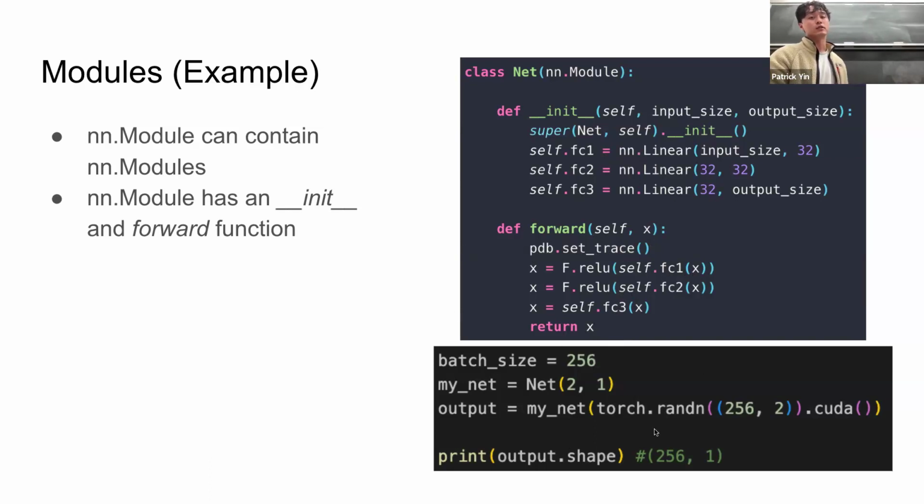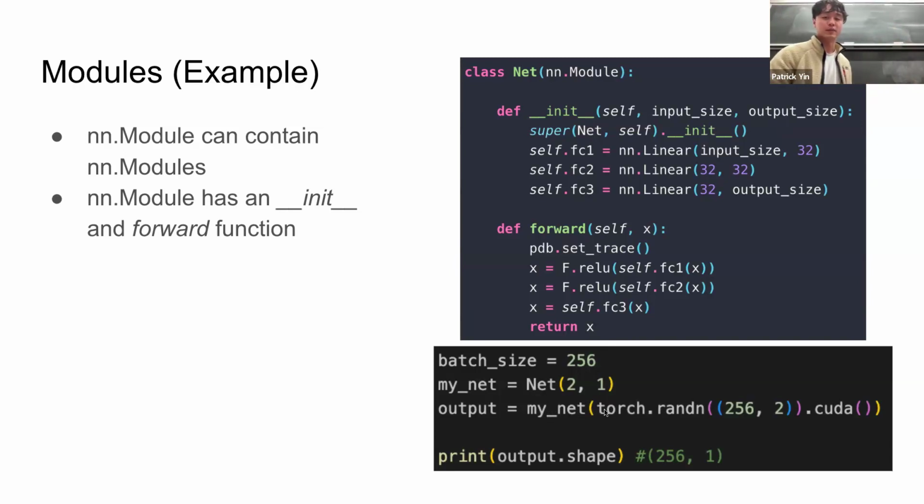And the way you can use such a network is, now we can define our network with input size and output size. In this case, let's say our input size is 2 and we want our output size to be 1. Then we can do myNet and pass in a B by 2 array, and that'll give us a B by 1 output.